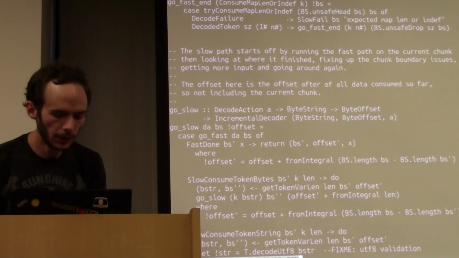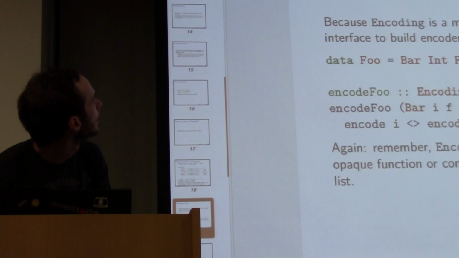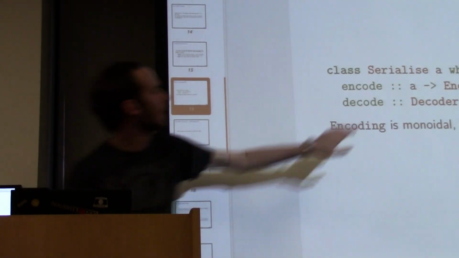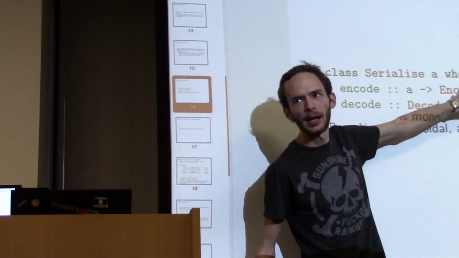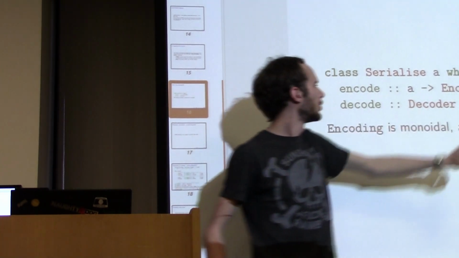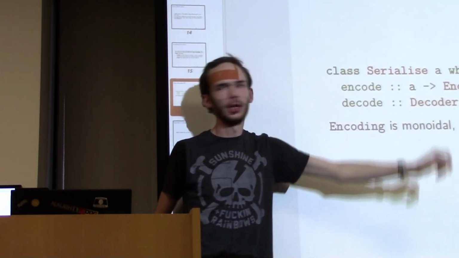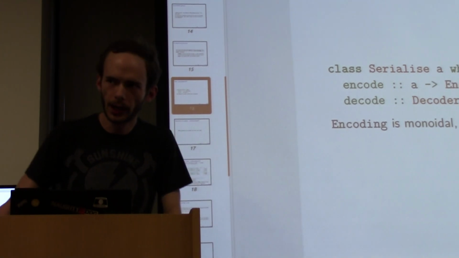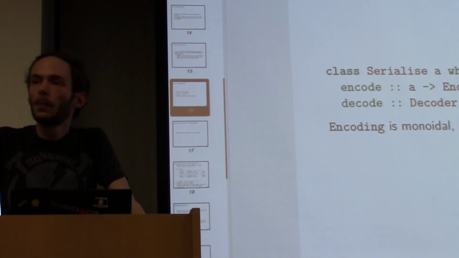Right? Let me see if I can go back to the. Right. So every time you encode a value, you get an encoding back. That's an AST, okay. So every time you need some encoding of some value, you're always building a syntax tree out of it.